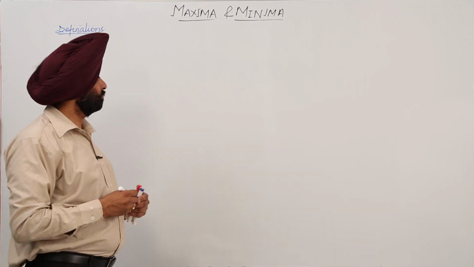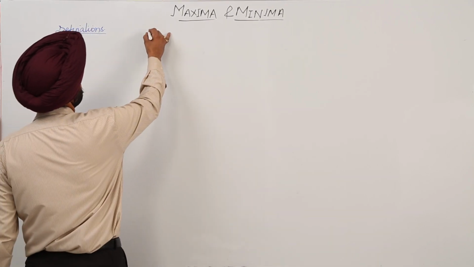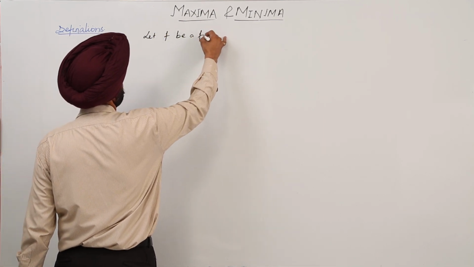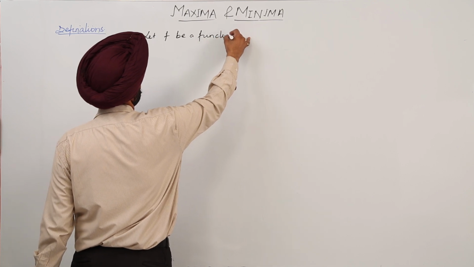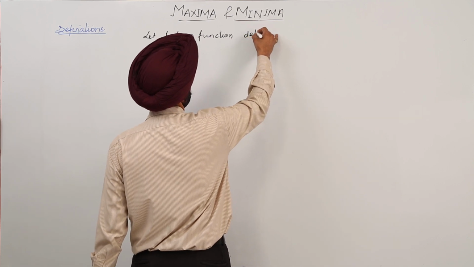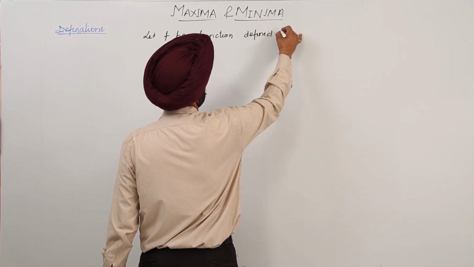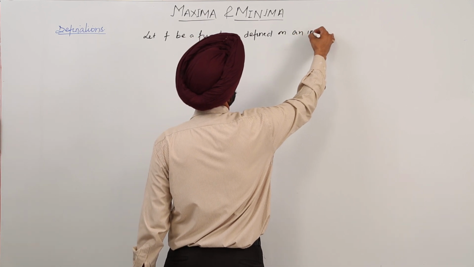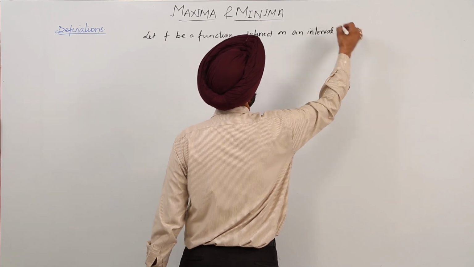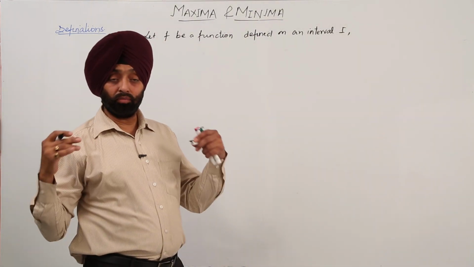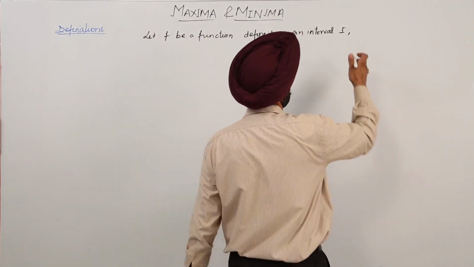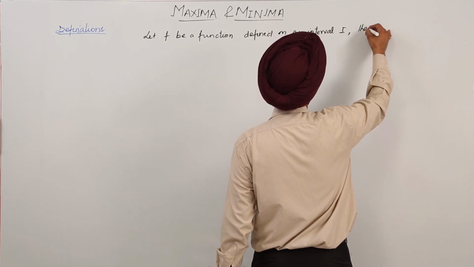Now moving to the definition part. Now we have: let f be a function defined on an interval I. I is what? I is an interval. I have just said only "interval". It can be open, it can be closed. We are going to check it. Okay.